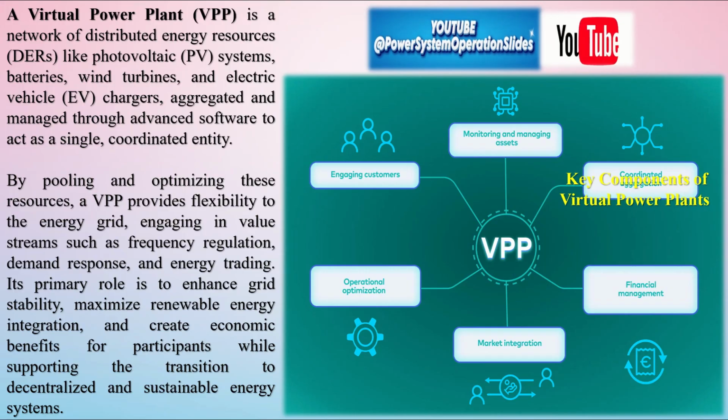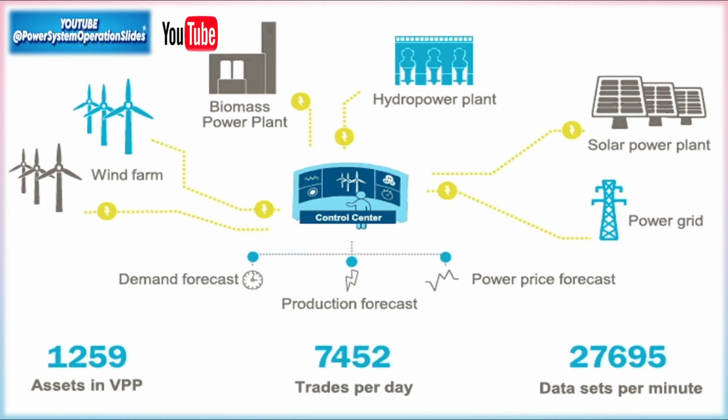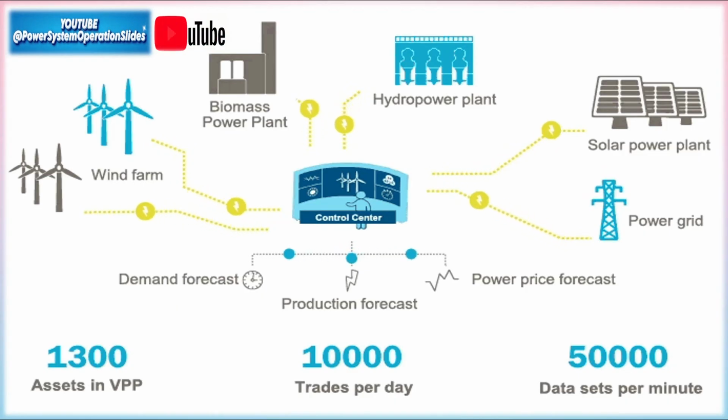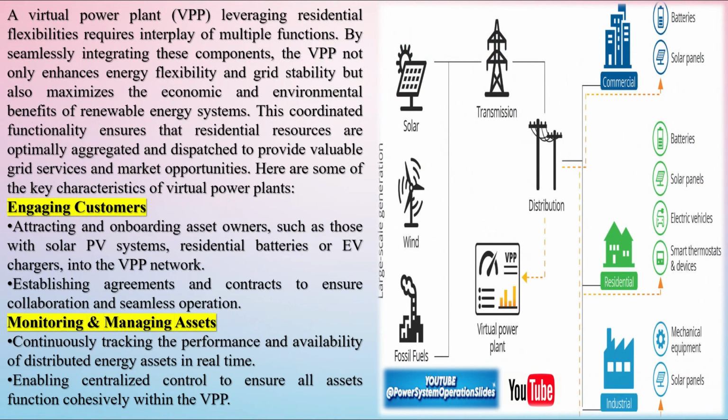Its primary role is to enhance grid stability, maximize renewable energy integration, and create economic benefits for participants while supporting the transition to decentralized and sustainable energy systems. A virtual power plant (VPP) leveraging residential flexibilities requires interplay of multiple functions. By seamlessly integrating these components, the VPP not only enhances energy flexibility and grid stability but also maximizes the economic and environmental benefits of renewable energy systems. This coordinated functionality ensures that residential resources are optimally aggregated and dispatched to provide valuable grid services and market opportunities.